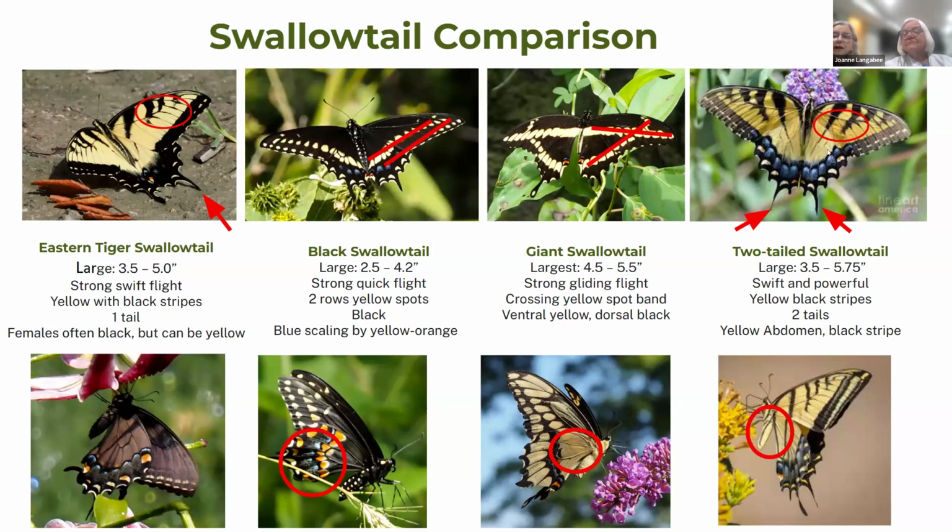has more blue dots, and of course it has 2 tails on each hind wing, making 4. And also, if you get close enough, the abdomen is yellow. It is more of a central Nebraska butterfly.